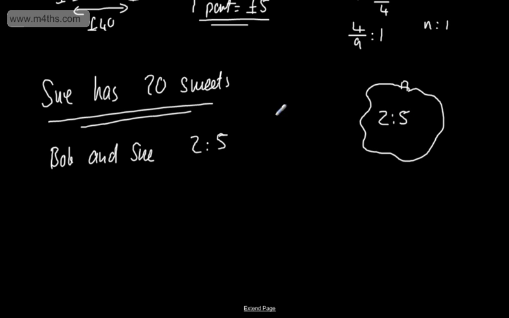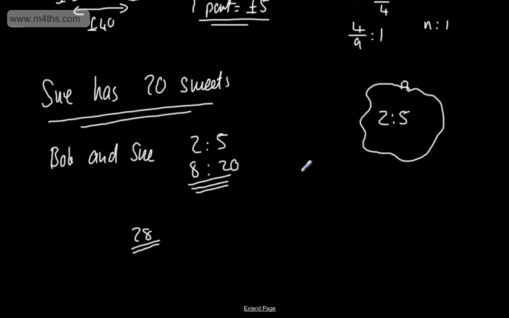Now, Sue has 20 sweets. So if she's got 20, what did we multiply 5 by to get 20? The answer is 4. Therefore, we've got to multiply the 2 by 4. This is just an equivalent ratio. So the total number of sweets would be 28. Bob would have 8, she would have 20.